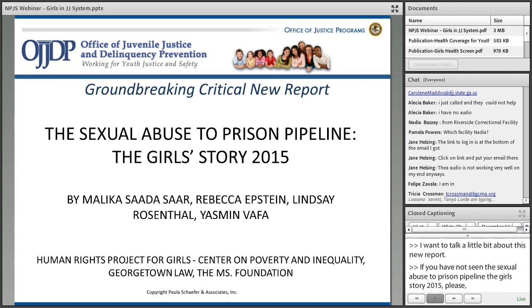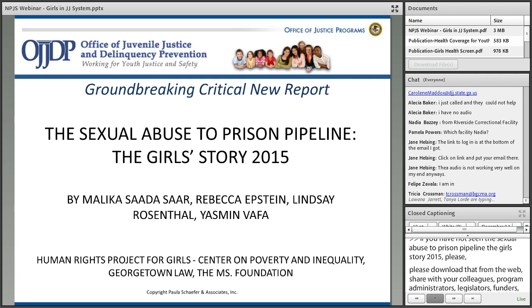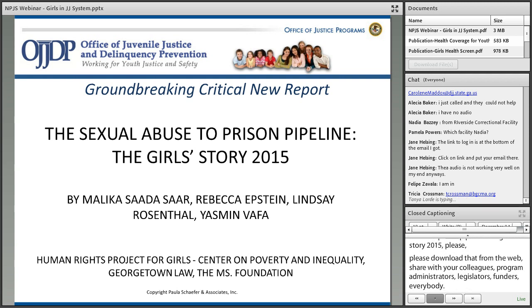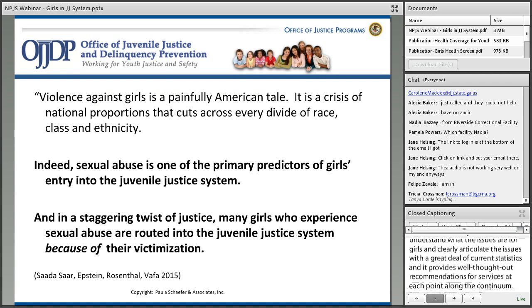This really is our new best report on girls in the juvenile justice system and actually the child welfare system as well. This new report connects the dots in ways that we haven't quite done before in terms of a complete systemic response to understanding what the issues are for girls. It clearly articulates the issues with a great deal of current statistics, and it provides well thought out recommendations for services at each point along the continuum. It really is our roadmap for how to improve services for girls. And these are just some quotes from that report.